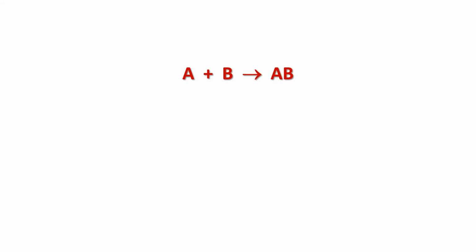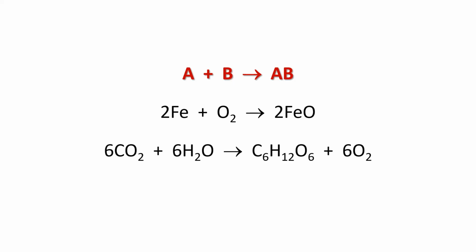A synthesis reaction, also known as a combination reaction, involves 2 or more chemical species combining to form a more complex product. Examples would be iron reacting with oxygen to form iron(II) oxide, or carbon dioxide and water forming glucose and oxygen in the process of photosynthesis.